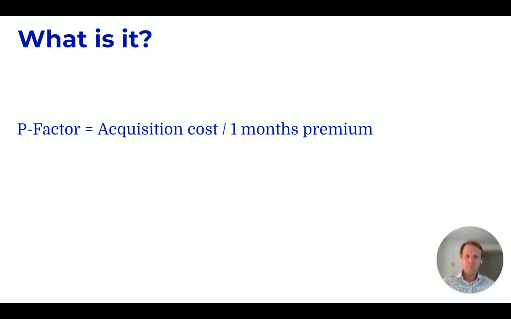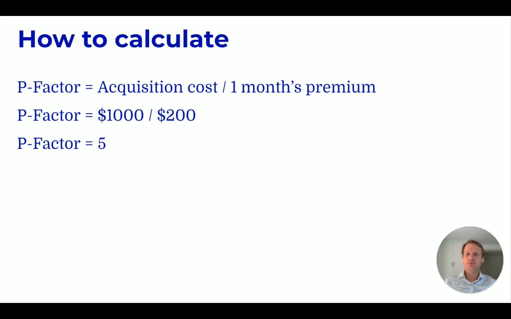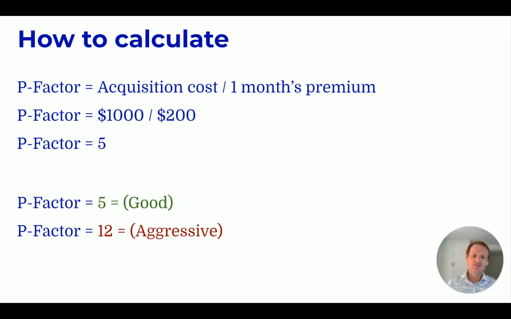So if, for example, you pay $1,000 to get a client, and the 1 month's premium to sign the customer is $200, it means that the P factor is 5. So you take the $1,000 divided by the 200, you get the number 5. So in the industry, 5 is considered to be good.